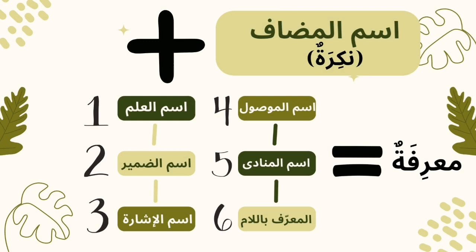اسم المضاف, the seventh type of معرفة. The seventh type of معرفة is actually a nakira. So how does it become a ma'rifah? It becomes a ma'rifah due to its relationship with the other 6 ma'rifahs. When it's joined, it naturally becomes a ma'rifah.